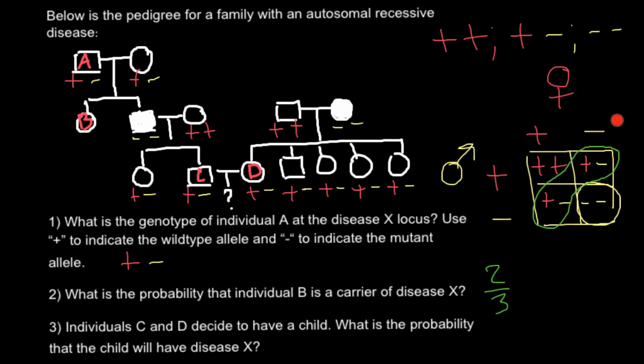And we can use the same table here to predict the probability for their child to be affected with this genetic disorder. And as you see, according to this table, when we have two heterozygous parents, the probability would be 1 out of 4. And this is going to be the answer for the last question.